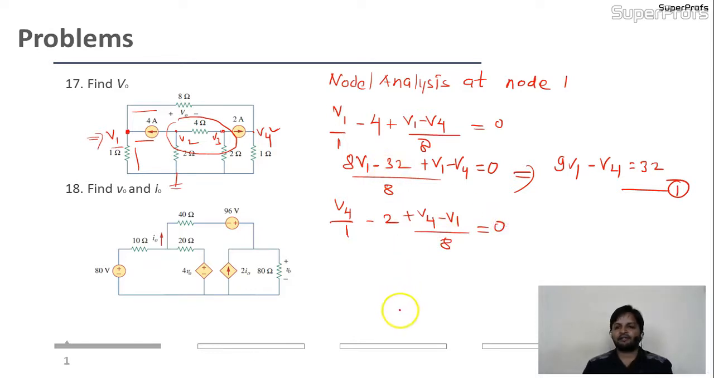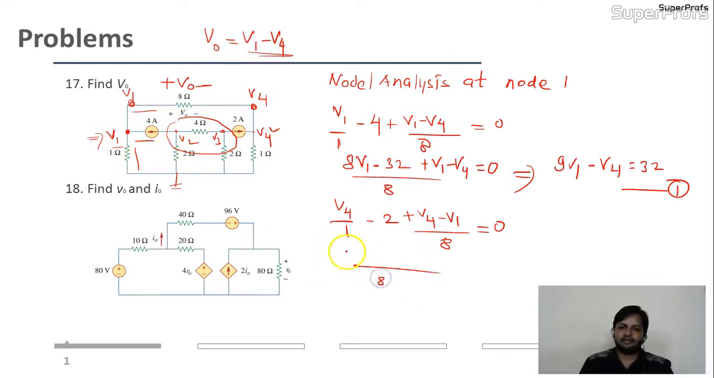See, 2 equations, 2 unknowns only, V1 and V4. And once you are able to find V1 and V4, you can easily find the V naught, because V naught is nothing but what? V1 minus V4. See the polarity, this is V naught given in the circuit, meaning the potential difference between these 2 points. Here the voltage is V1, here the voltage is V4. V1 minus V4 is nothing but V naught. I hope it's clear to you people.